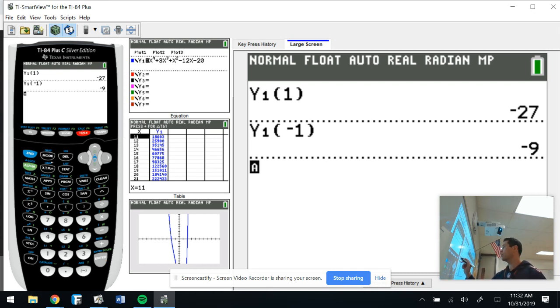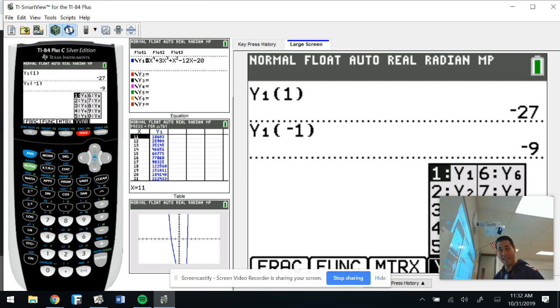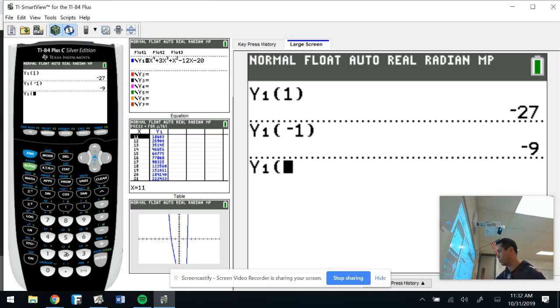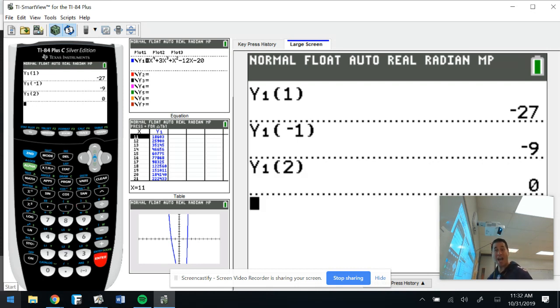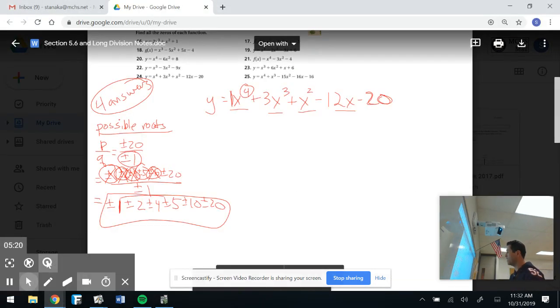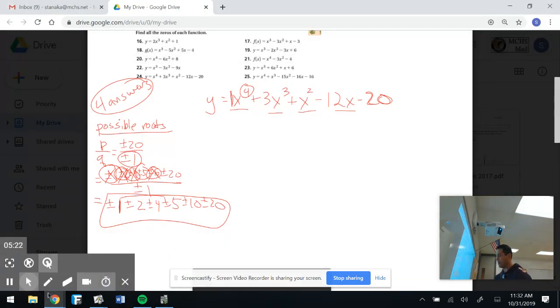All right, let's try dos, or 2. Okay, so there we go. Let's put a 2 in there. Booyah. 2 works. That means 2 gives me a remainder of 0. If 2 gives me a remainder of 0, right, class? What the heck does that mean? If 2 gives me a remainder of 0, that means it's a factor. That means I can simplify it by doing synthetic division.